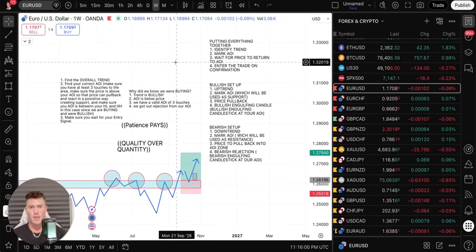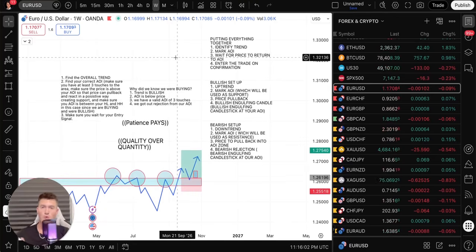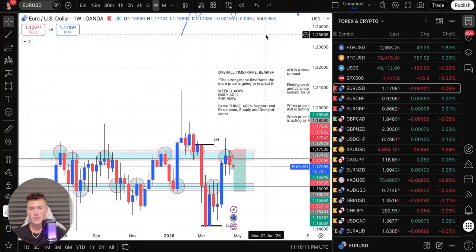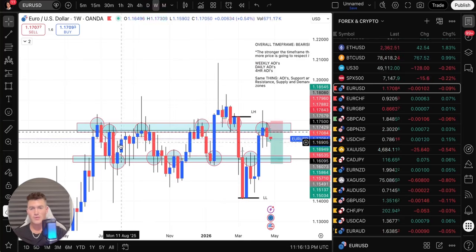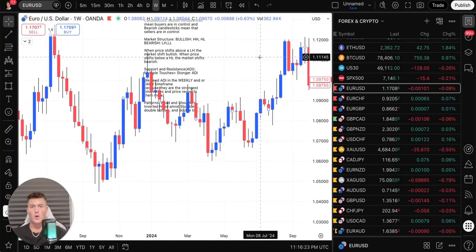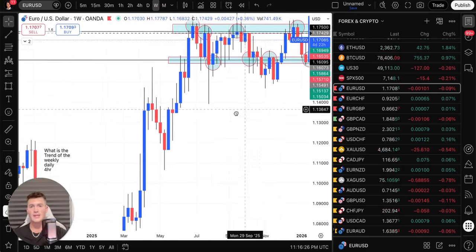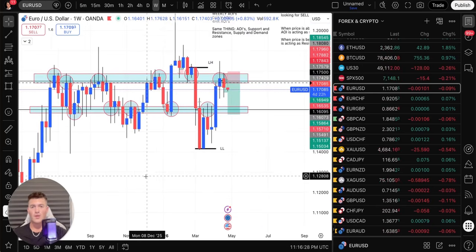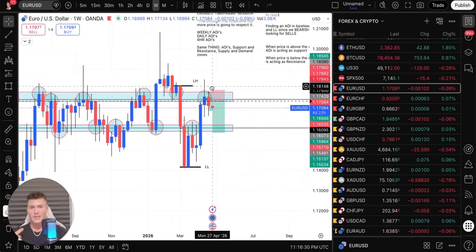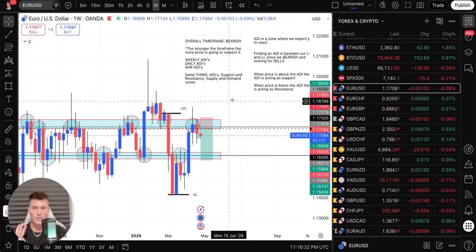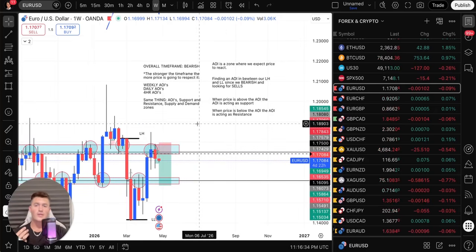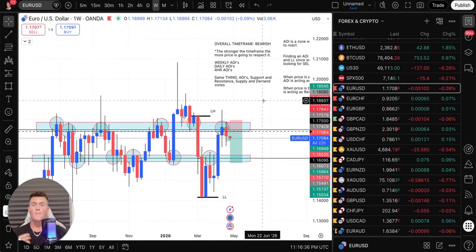So my practice plan for you guys is to go through the charts and pick a pair. I don't care which pair you pick, but go and find yourselves areas of interest. You want to do this on the weekly, the daily, and the 4-hour. Remember, the 4-hour, the daily, and the weekly are your strongest time frames. They're the time frames you want to base your areas of interest off of.